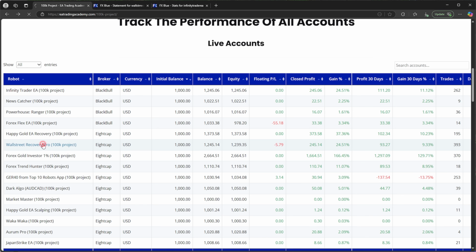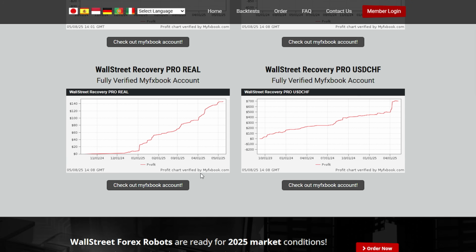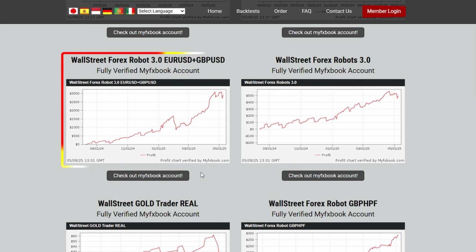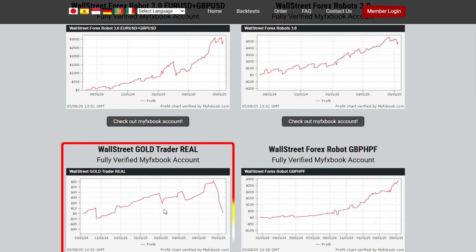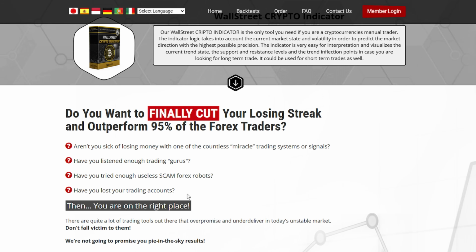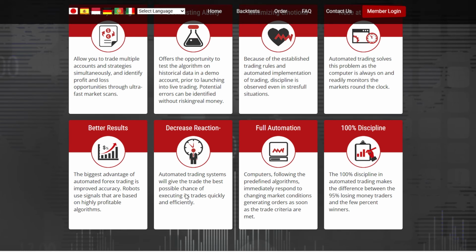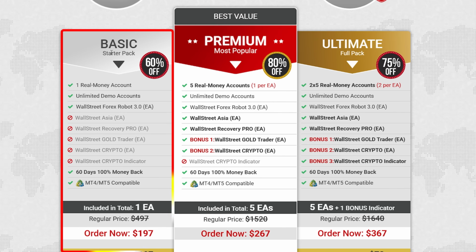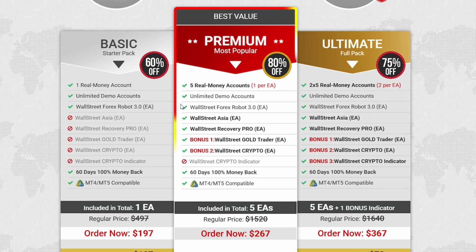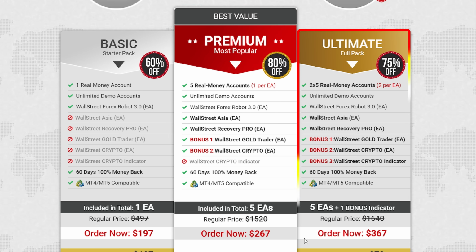And this expert advisor comes from the same vendor. Even though it's on a separate domain, you will notice that the website is very similar. It's part of a pack where you can test the Wall Street Forex Robo, the Wall Street Gold, but the best results I saw with the recovery, and that's the reason I've included this EA in my 100k project. If I scroll down to the bottom to see the price, you will notice that the basic starter pack is $197. And if you want to trade a few live accounts and get a few of the EAs, then the price becomes a bit more expensive.